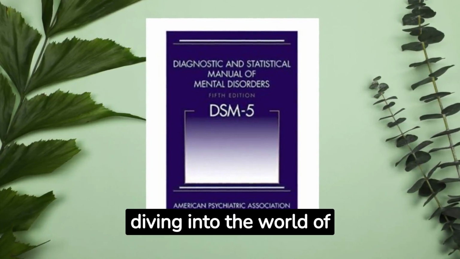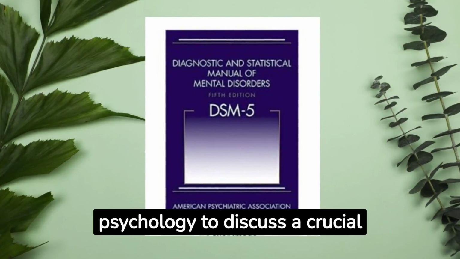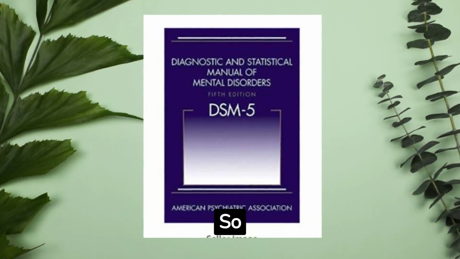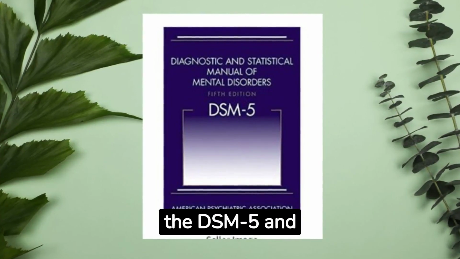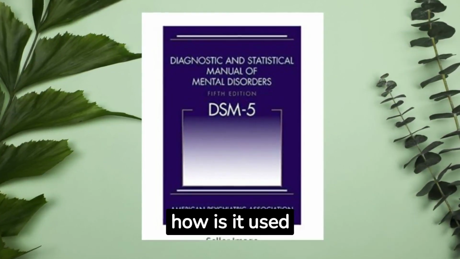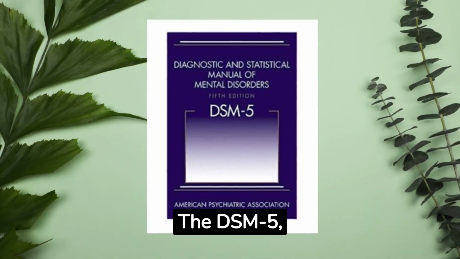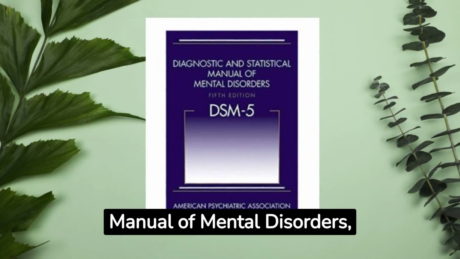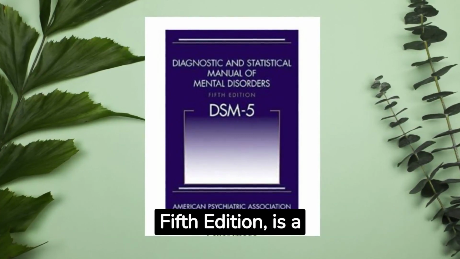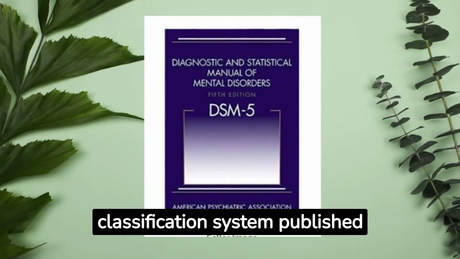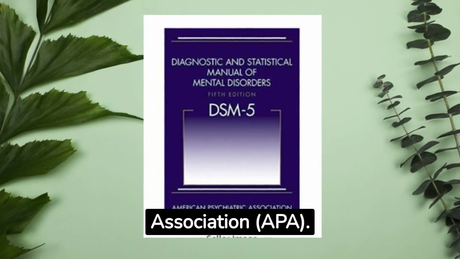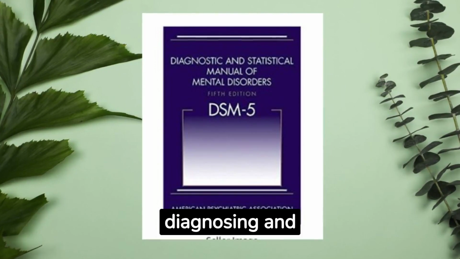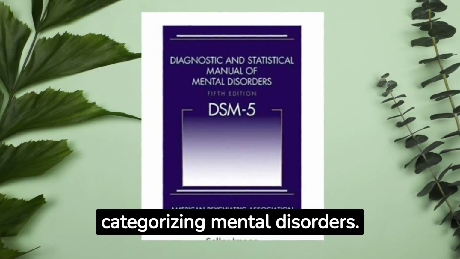Today, we're diving into the world of psychology to discuss a crucial tool used by mental health professionals, the DSM-5. So, what exactly is the DSM-5 and how is it used? Let's find out. The DSM-5, also known as the Diagnostic and Statistical Manual of Mental Disorders, 5th edition, is a comprehensive classification system published by the American Psychiatric Association, APA. It serves as a universal guide for diagnosing and categorizing mental disorders.